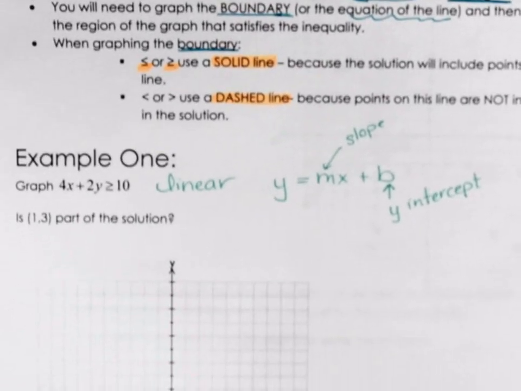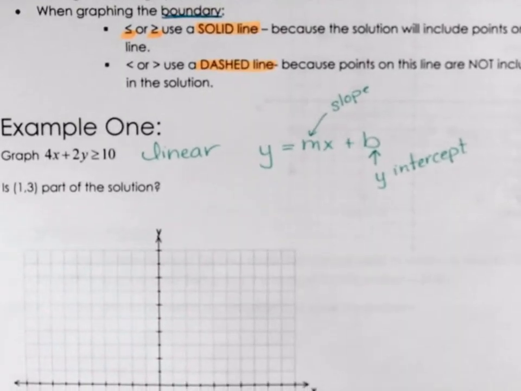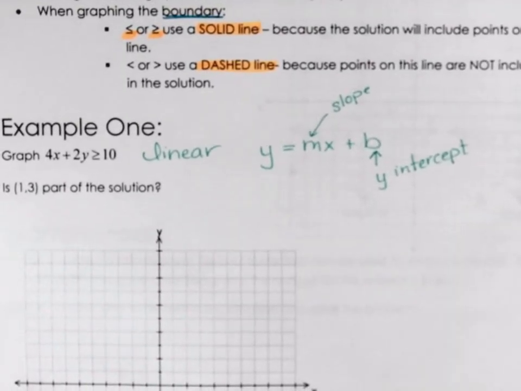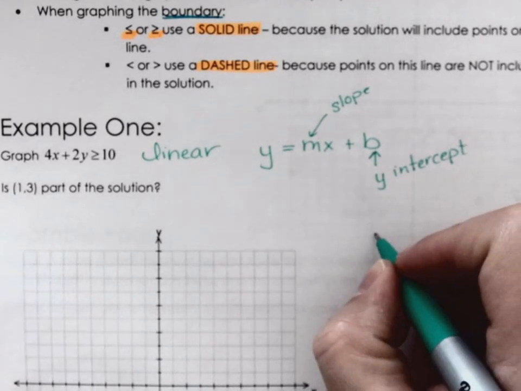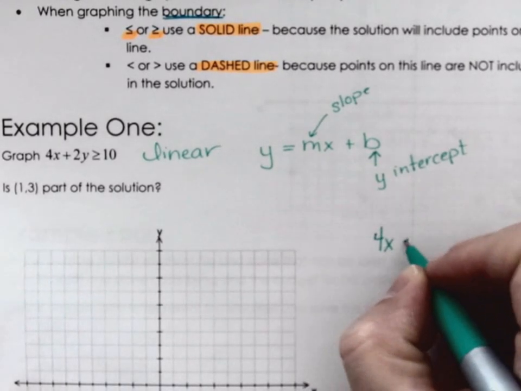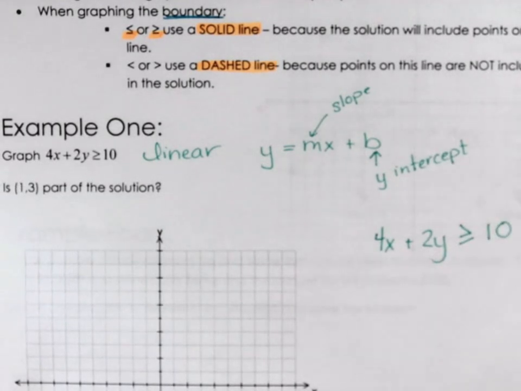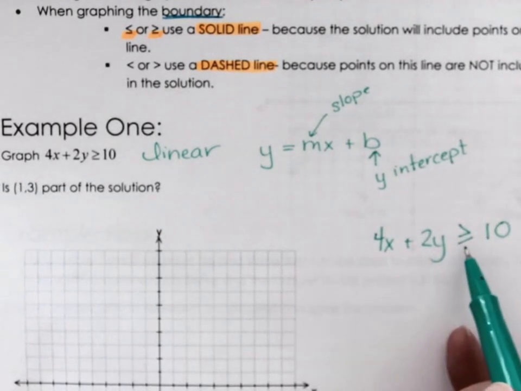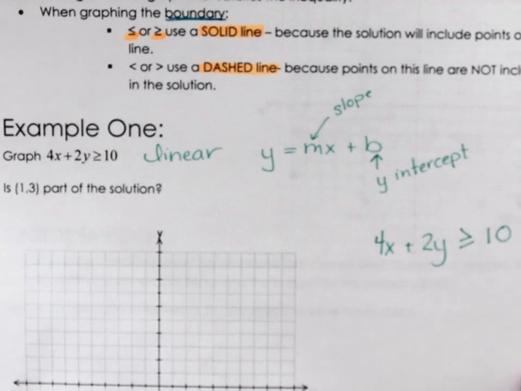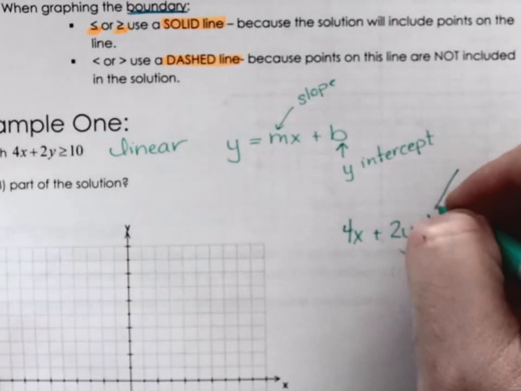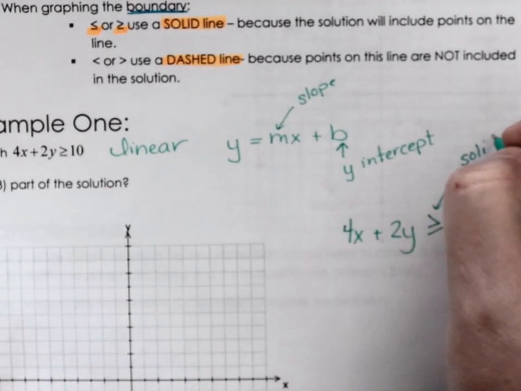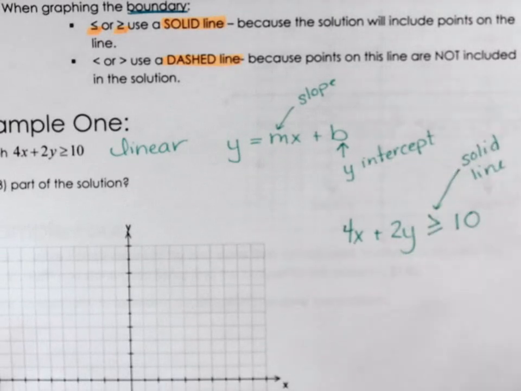I think I'm going to rearrange it just because I think working with inequalities is always a good practice. So if I have 4x plus 2y is greater than or equal to 10. Right away, I know that my line is going to be solid. When I graph it, this is telling me I'm going to use a solid line.